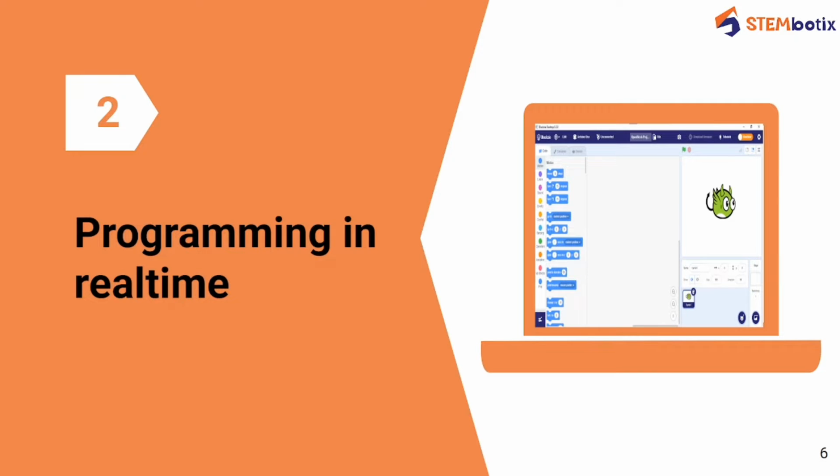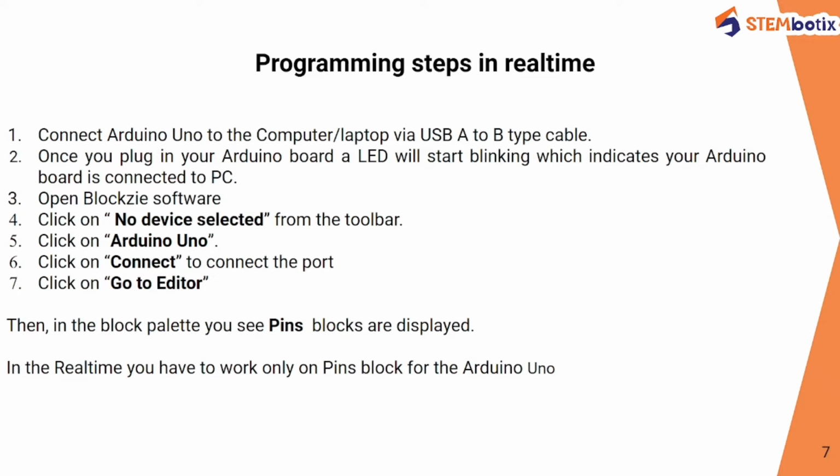Programming in real-time mode. Here are some basic steps while we use programming in real time. Connect the Arduino Uno to the computer or laptop via a USB-A to B type cable. Once you plug in the Arduino board, an LED will start blinking, which indicates your Arduino board is connected to the PC. Open your Blockzie software, then click on No Devices Selected from the toolbar. Click on Arduino Uno. Click on connect to the port. Click on Go to Editor.